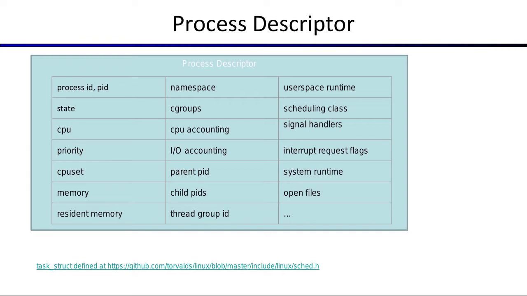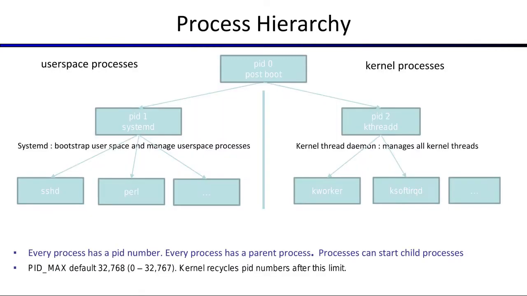How do processes come in place? Now, processes are part of a process hierarchy. When the system starts up, there is a process with process ID 0, PID 0. Now, the PID 0 process creates two child processes, the PID 1 process and the PID 2 process. The PID 1 process is the init process for user space processes, and systemd is the popular init process used right now. So systemd is going to spawn child processes and manage all of user space processes.